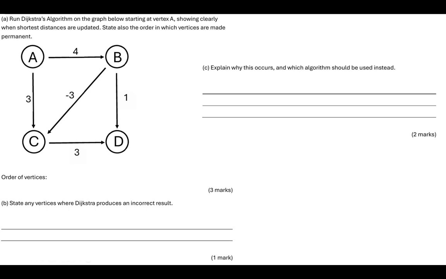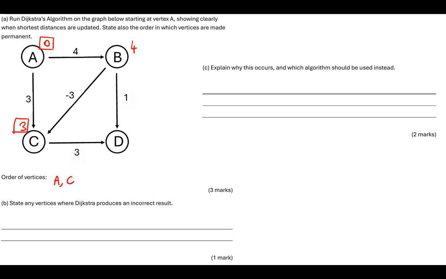Let's get the pen. And we're going to start from A. So A is permanent with a distance of 0. So we write A here for our order. And then from A, we can go to B and C. And the first one of these that we make permanent is C. So we put this in a box here and we write C down here.